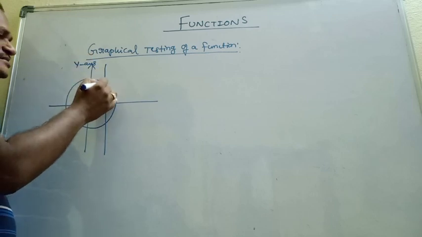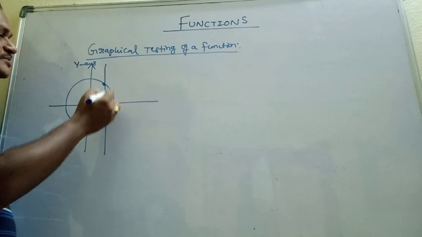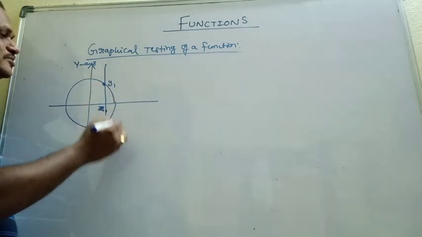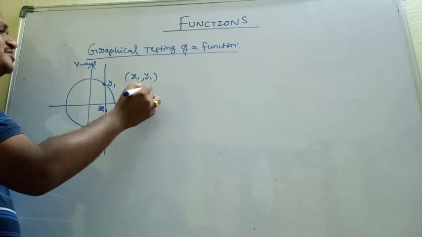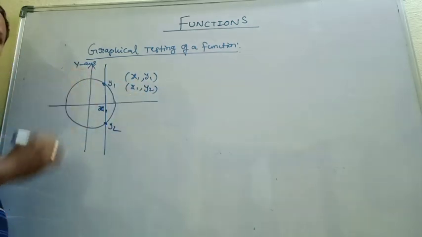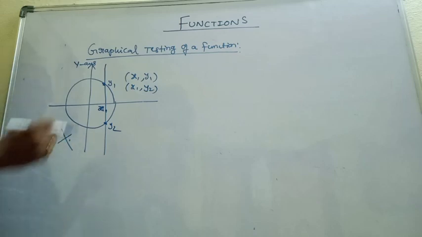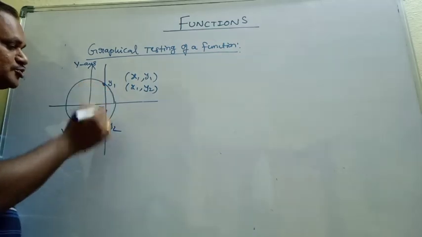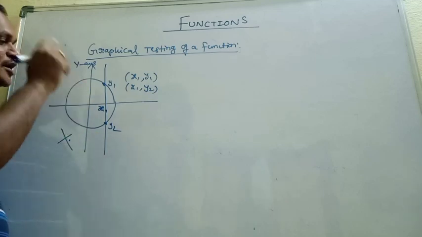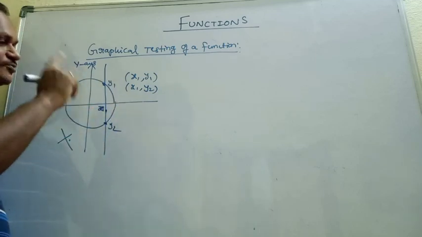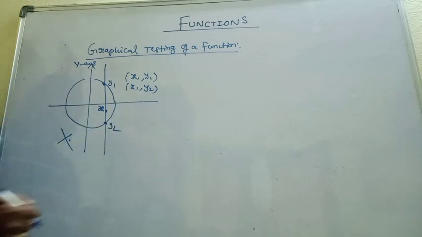and it cuts the curve at more than one point, suppose at x1 with y1 and y2, that means we have x1 comma y1 and x1 comma y2, then it will not be a function, because for one x value you have two corresponding y values. We said that a function means it should have a unique correspondence, that is, only one value should correspond. That's why it is not a function.